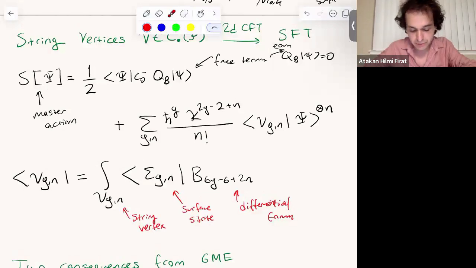So basically, the master action contains this type of interaction between the string fields. Okay, and you say that you have n string fields, which is basically strings coming in, and when you have a string vertex, you describe how these strings interact with each other. And if you expand strings in some basis to describe target space fields, so you say tachyons, gravitons, whatever, then you put it there and you evaluate this 2D CFT correlation function, and then it describes the various interactions between target space fields. So that's how it relates to the interactions, if that's your question.